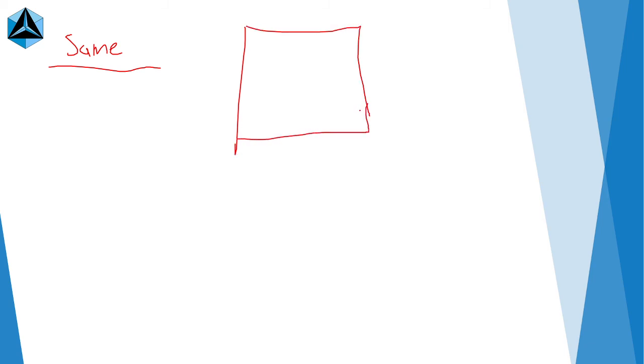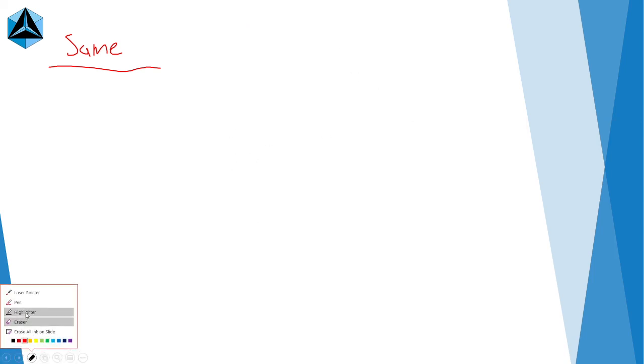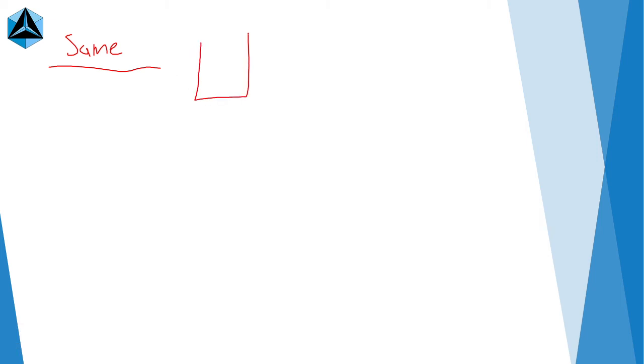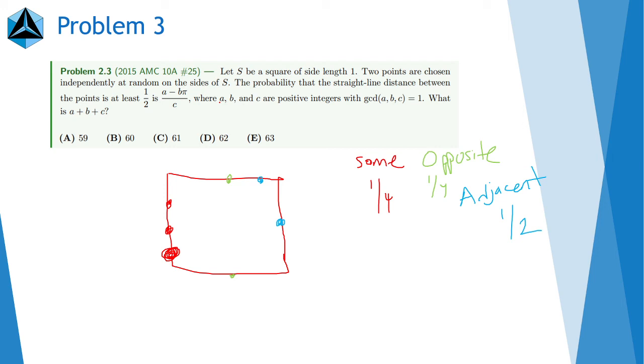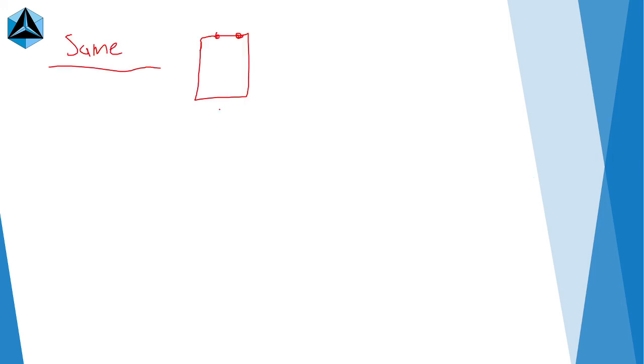So let's work out the same side case. You have a square here. I drew it way too big, but let me clear this up. I don't need that big of a drawing. Let's say we have a square like this. In this case, we're picking our 2 points here, and we want to find the probability that the distance between them is at least 1/2. We've recognized this problem before, haven't we?